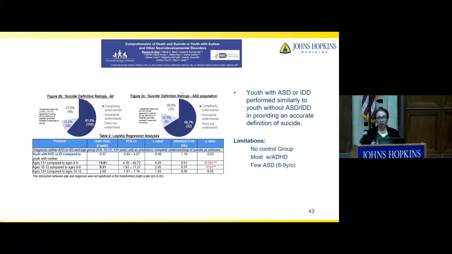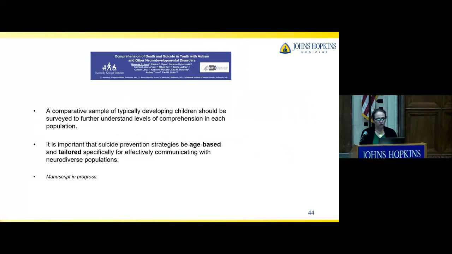A little bit about this topic is that youth with ASD and ID performed similarly to youth without in providing an accurate definition of suicide. And although this is a great start, we are well aware of the limitations. We did not have a control group. Most of the kids had ADHD as a primary diagnosis, and we have very few kids in the range of 8 and 9 years old with ASD. So there's a lot more to do there.